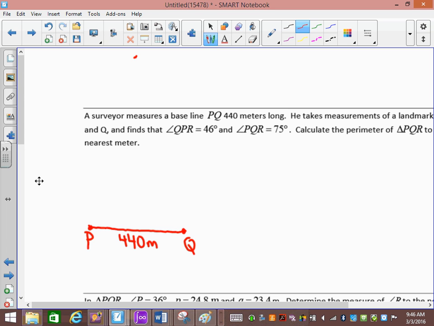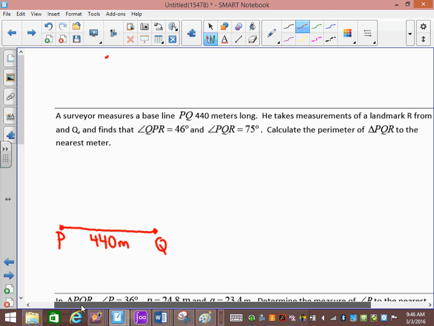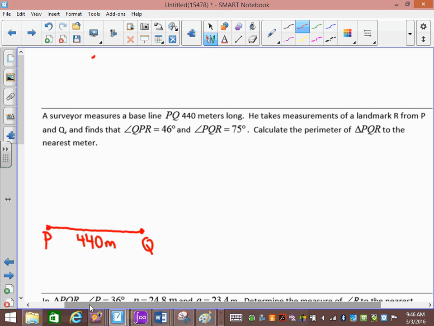Okay? He takes a measurement of a landmark R from P and Q. Does it matter where I draw it? Does it matter if I draw the R over here, or the R above, or the R down here, which makes no sense because it's a baseline, but would it make my triangle wrong? No. Draw an R somewhere. I want it to be here.